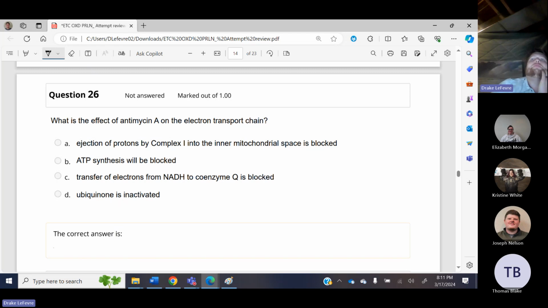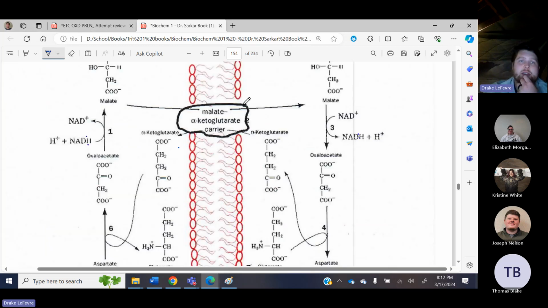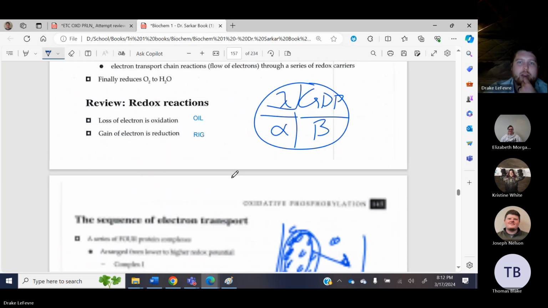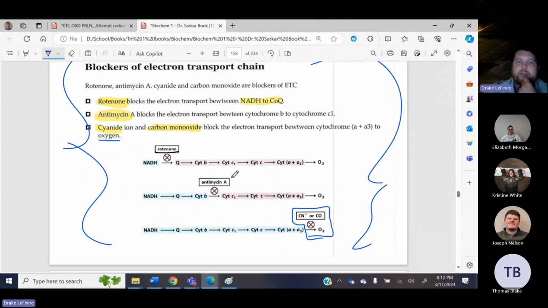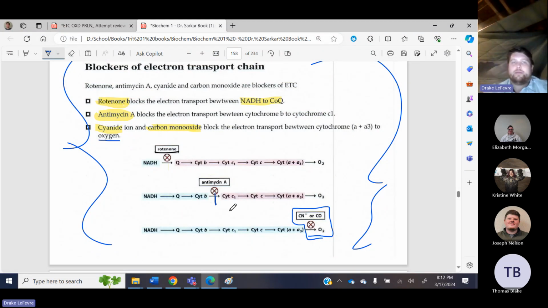Okay, back to this kind of stuff. What is the effect of antimycin A on the electron transport chain? It's going to block ATP synthesis. Specifically, we'll look again, because the more times we see something, the more likely we are to remember it. Specifically, it stops the transport between cytochrome b and cytochrome c1, which is located in which protein complex? Complex 3.